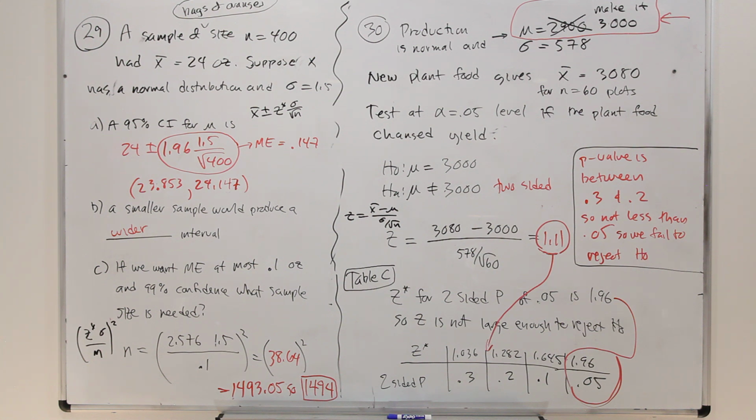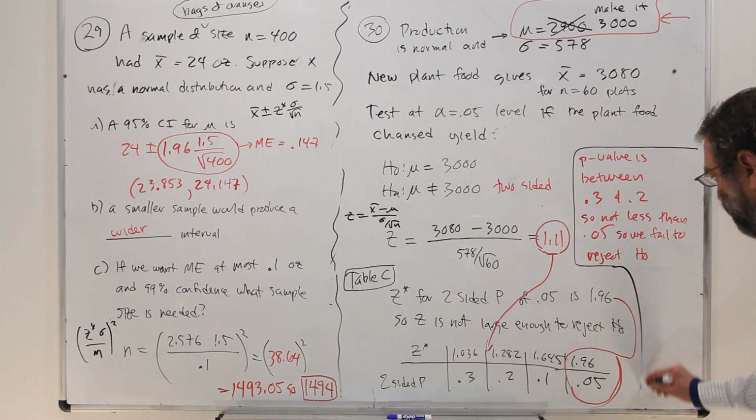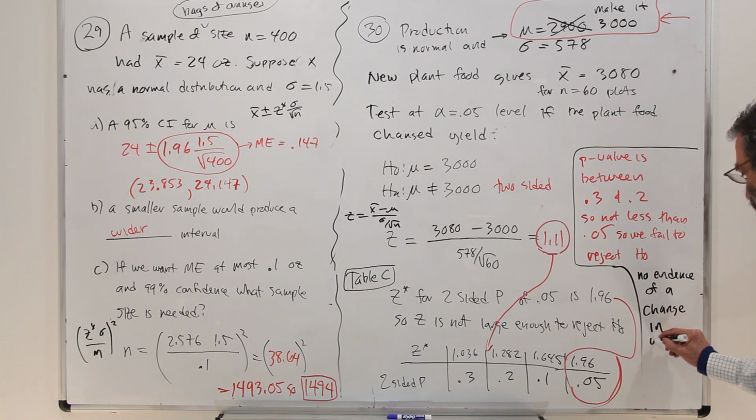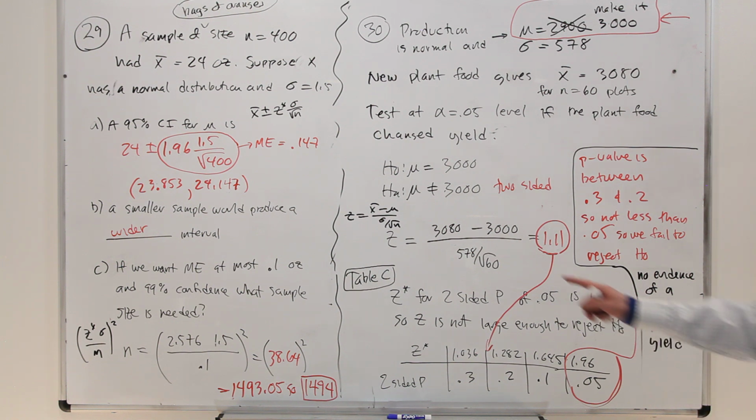So that says, in practical terms, there's no evidence of a change in yield, because that tiny a change between 3000 and 3080 could easily happen just randomly. It kind of looks good that it happened, but it's the kind of thing you would see even if you didn't apply any changes to the situation. 3080 is something that could easily happen.